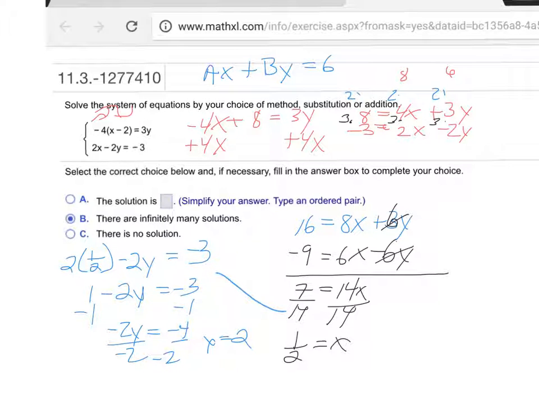So as a point, and the answer does need to be expressed as a point, I don't think I did that on the last one, we'll have 1/2 and 2 as our point.